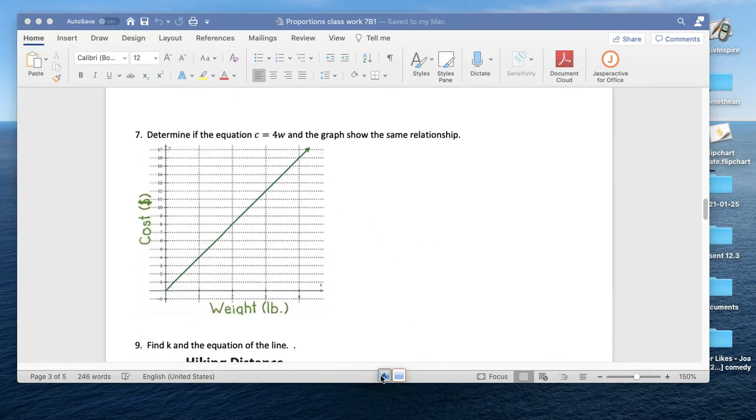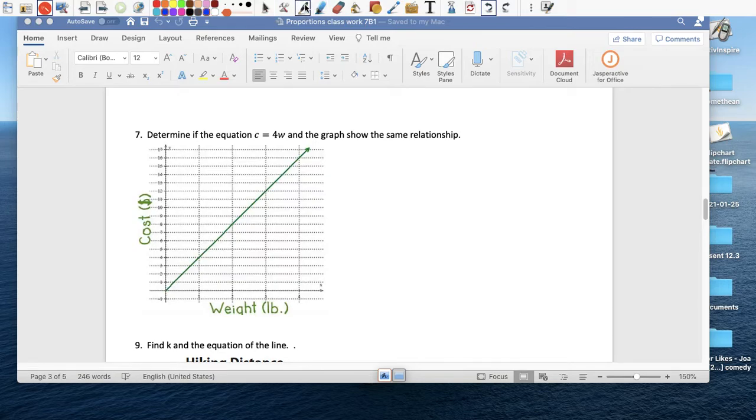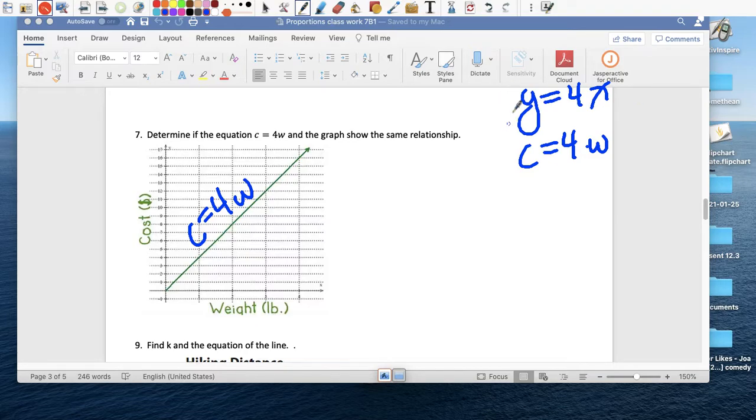All right, so here's an equation. They actually gave you the equation. They're saying the equation is C equals 4W. Right, so instead of y equals 4x, they use C equals 4W. Big deal. It means the same exact thing. So here y is cost, and x, which is W, represents the weight. So is the equation of the line correct? That's basically what they're asking.